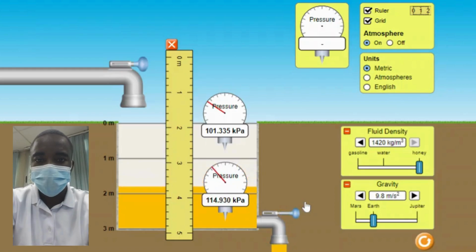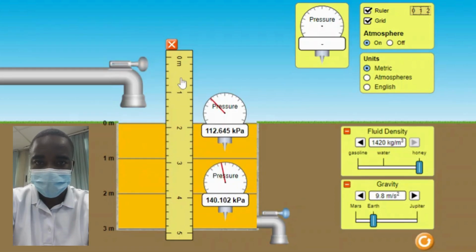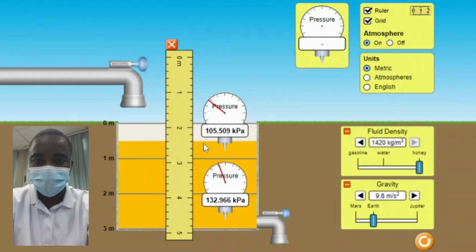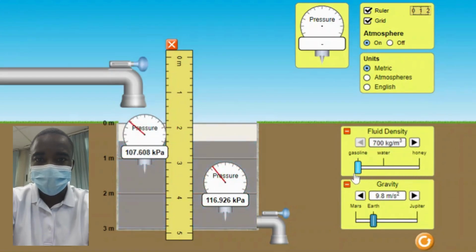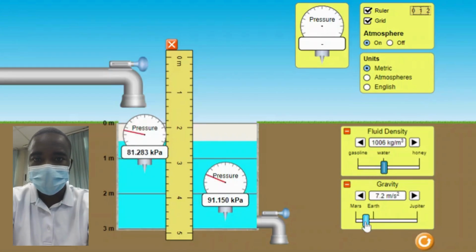Number 3. Experimentation and exploration. Students can experiment with different fluid densities, gravitational forces, container shapes, and volumes, and observe the resulting changes in pressure. This exploratory approach encourages critical thinking and problem-solving skills. Number 4. Real-world application. The simulation provides a practical application of the principles of fluid pressure, which are fundamental to many real-world phenomena. This helps students see the relevance of these concepts in everyday life.